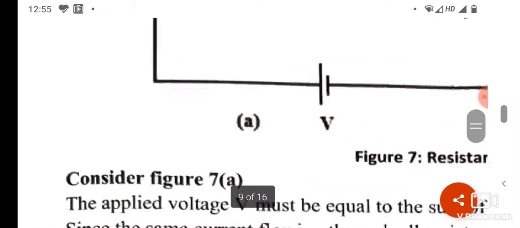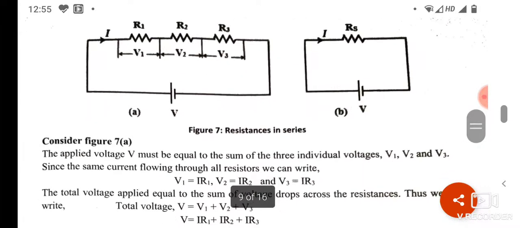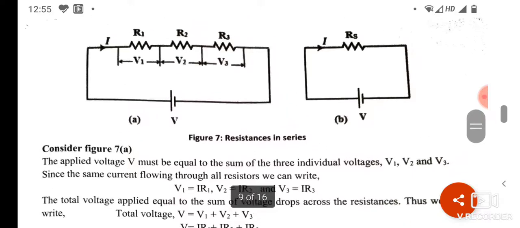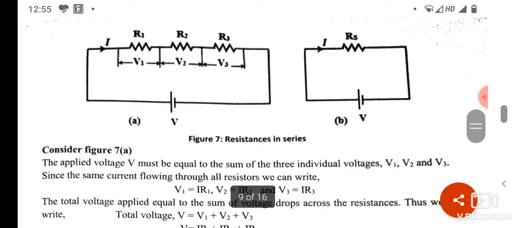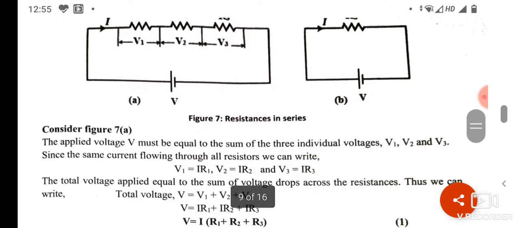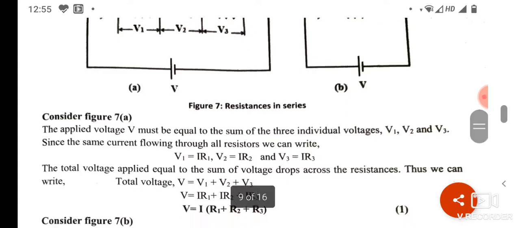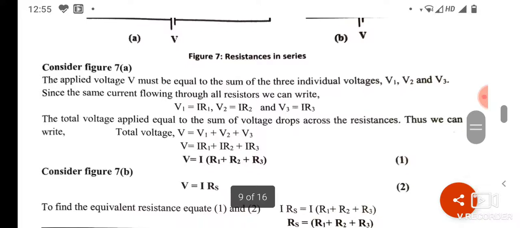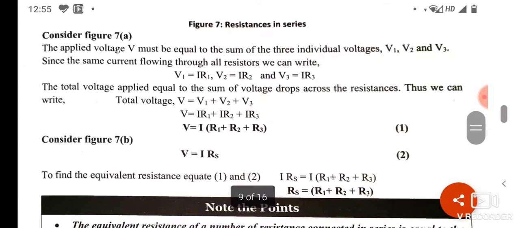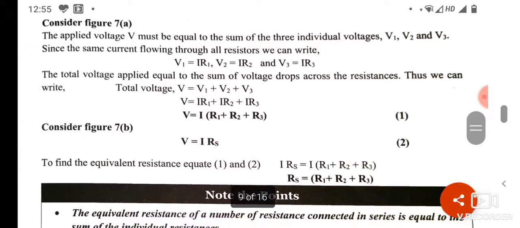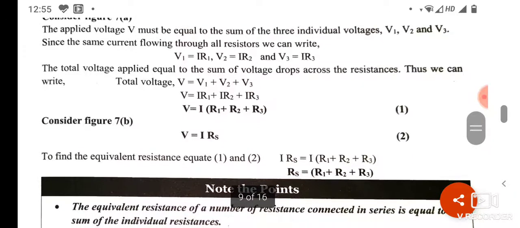So I is equal to... V1 is equal to I into R1, V2 is equal to I into R2, V3 is equal to I into R3, or V is equal to IR1 plus IR2 plus IR3, or V is equal to I into R1 plus R2 plus R3. So simply in a series connection of resistance, the resistance simply add up to each other.